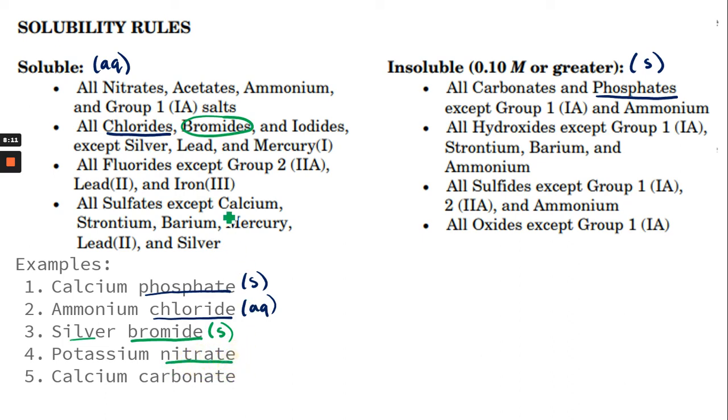Next we have nitrate. All nitrates, sitting right here. Notice that the word except is not given to us in that rule. So all nitrates are soluble. Doesn't matter who they're with. They're always soluble. All right, carbonate. Carbonate right here. All carbonates are insoluble except group 1 and ammonia. Calcium is not in group 1 nor ammonia, so it's going to stay solid.